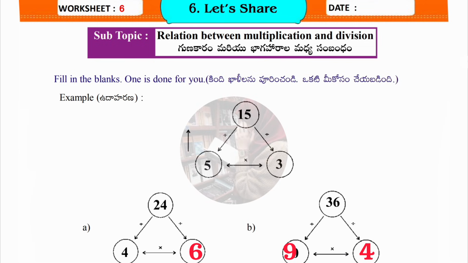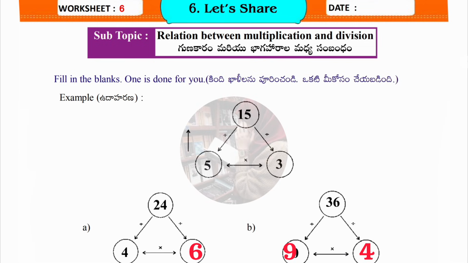Okay, so what number do we have to multiply with 9 so that we'll get 36? So 4 is the number. 9 4s are 36. Okay, write down 4 also. So let's cross-check it. 36 divided by 9 is 4 and 36 divided by 4 is 9. Got it? So our answer is 9 and 4.